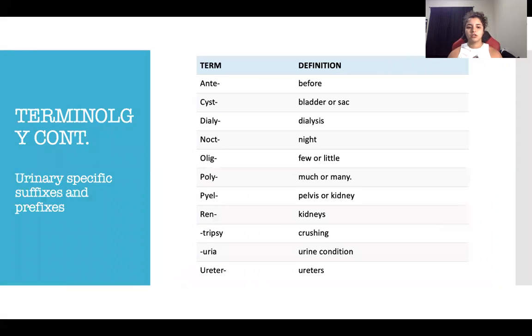This is some terminology continued. These are urinary specific suffixes and prefixes. And the most common ones on this list are ante, meaning before, and as just mentioned, cysto, meaning bladder or sac, noct, meaning night, poly, meaning much or many, again, reno, meaning kidneys, and uria, meaning urine condition.